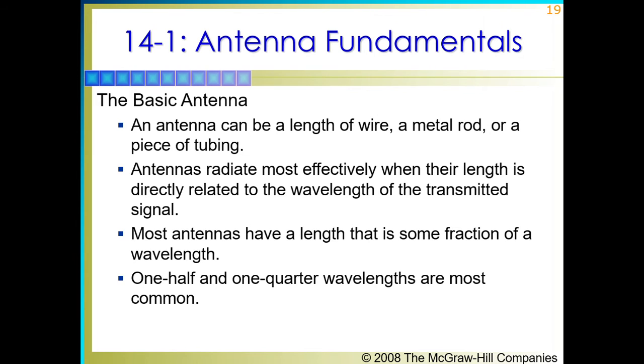An antenna can be a length of wire, a metal rod, or a piece of tubing. Antennas radiate most effectively when their length is directly related to the wavelength of the transmitted signal. Most antennas have a length that is some fraction of a wavelength. One half and one quarter wavelengths are most common.